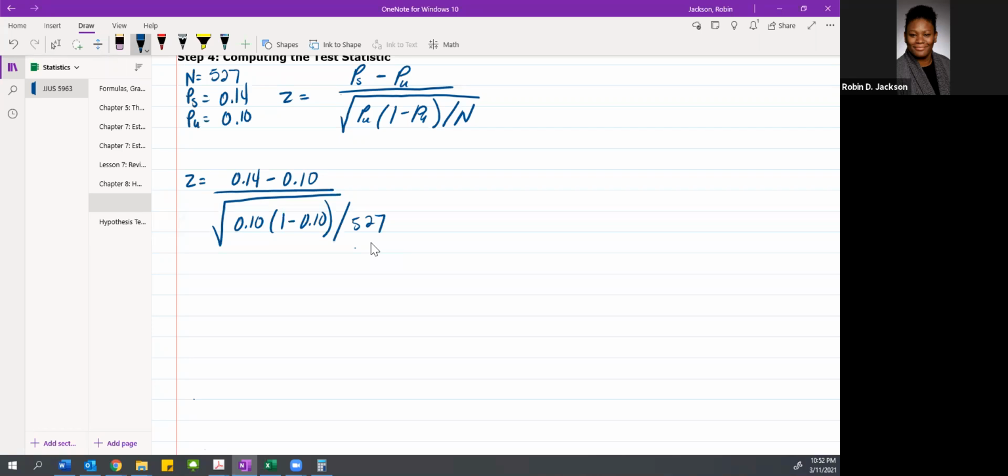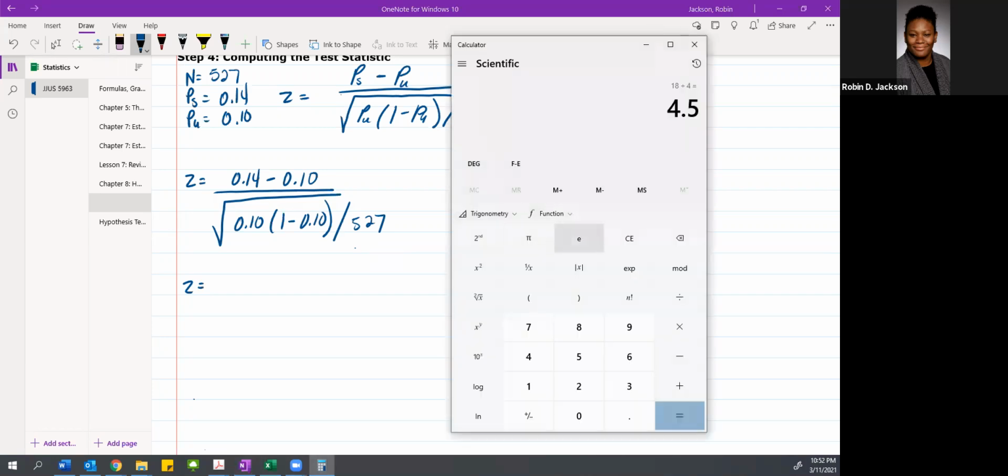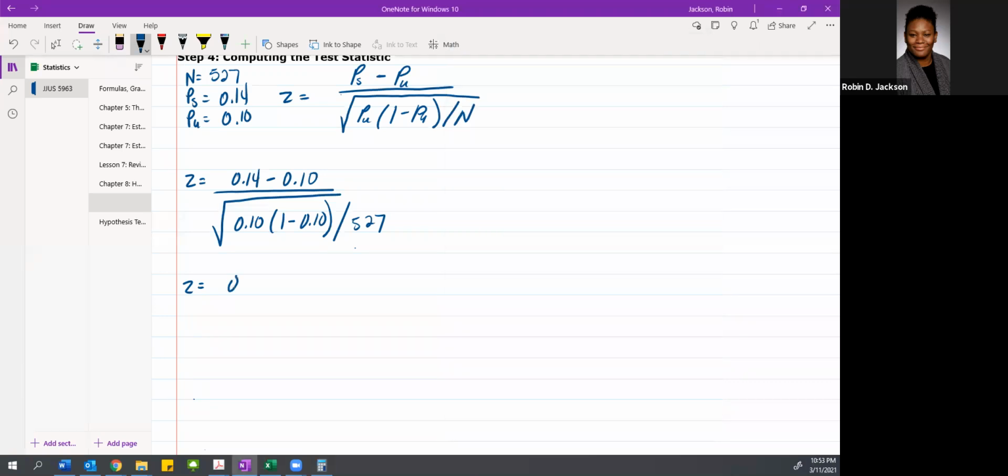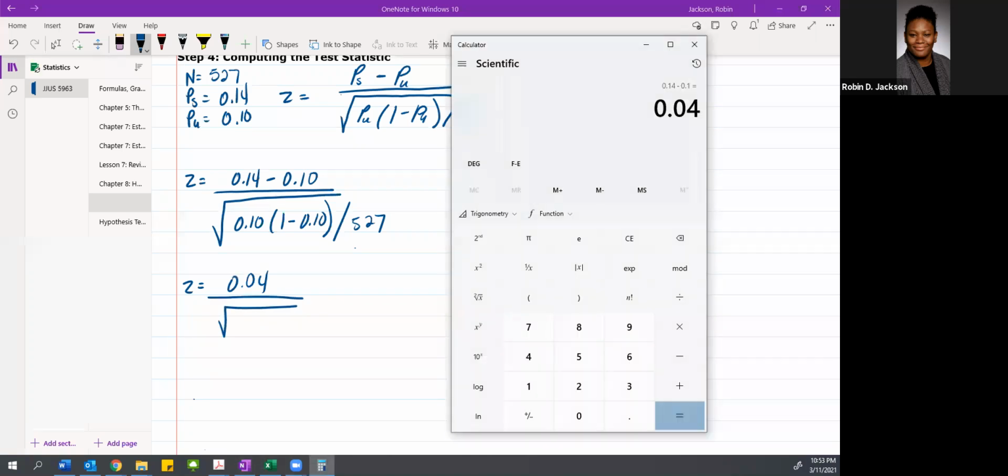All right, so let's go ahead and do some of the calculations here. And to save on time, and also because I don't want to keep writing this out, I'm going to go ahead and do the calculation for this. So let's go ahead and get the calculator back out. All right, so 0.14 subtract 0.10 is equal to 0.04. So go ahead and write that here. Divide that by this information. So we're going to go ahead and do this calculation right here.